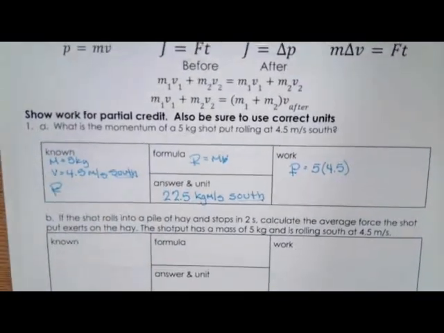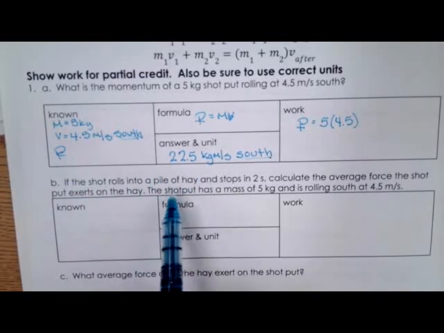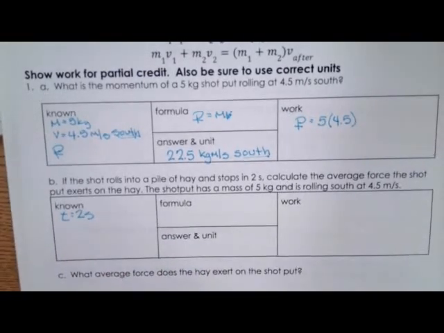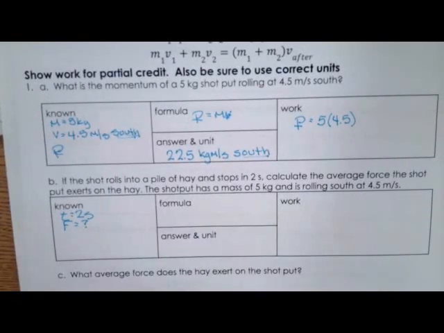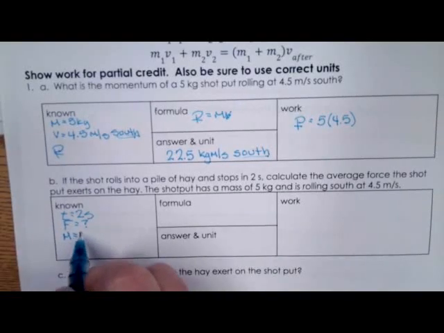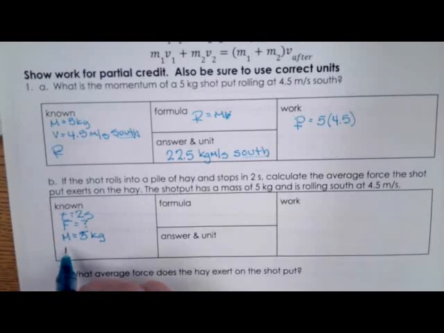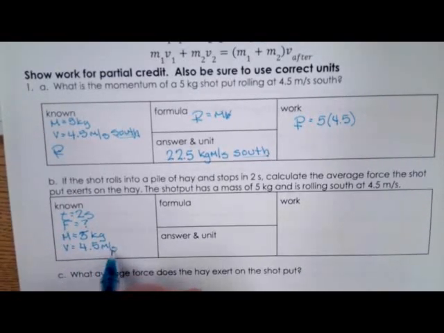Okay, the next problem: if the shot, and we're talking about the same shot put, rolls into a pile of hay and stops in 2 seconds, calculate the average force the shot put exerts on the hay. We're looking for a force. The shot put has a mass, the same mass as in the previous problem, 5 kilograms, and it's rolling with a velocity of 4.5 meters per second south.